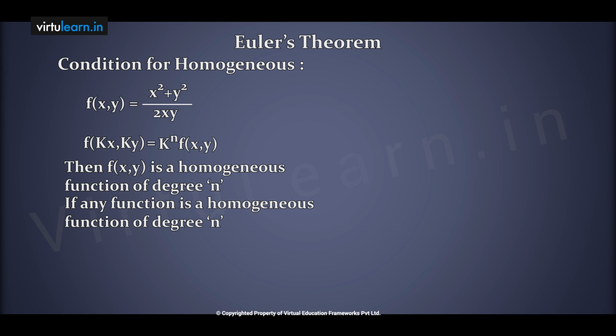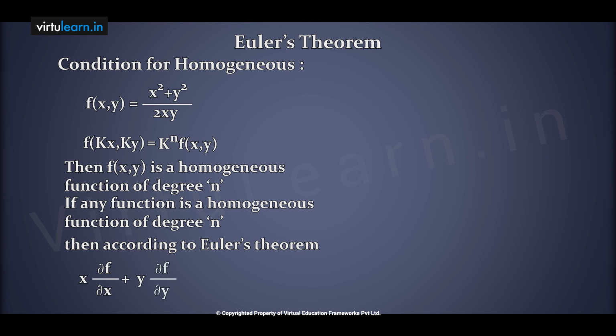If any function is a homogeneous function of degree n, then according to Euler's theorem, x into ∂f/∂x plus y into ∂f/∂y equal to n into f. Like this, this is the statement of Euler's theorem. Means if we have a homogeneous function of degree n, then we can apply Euler's theorem. In place of n, we may get a homogeneous function of degree 2 also, degree 3 also, right? This is a homogeneous function.